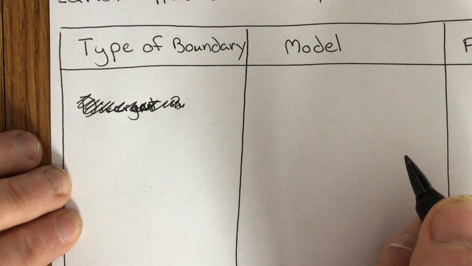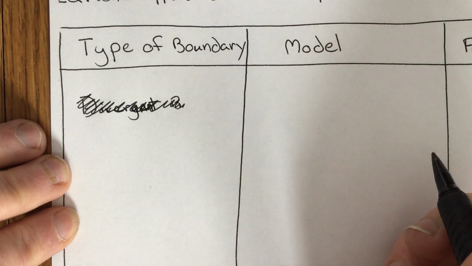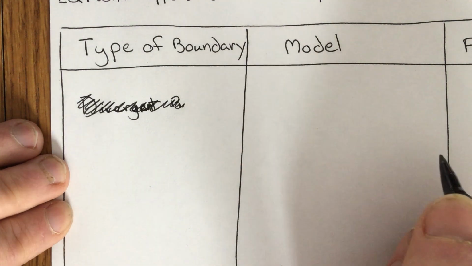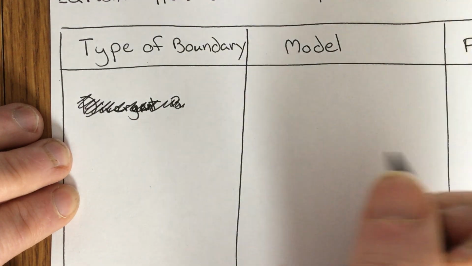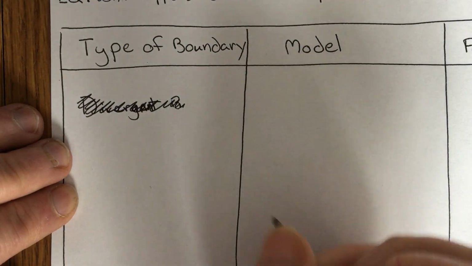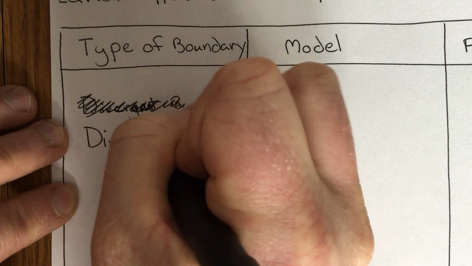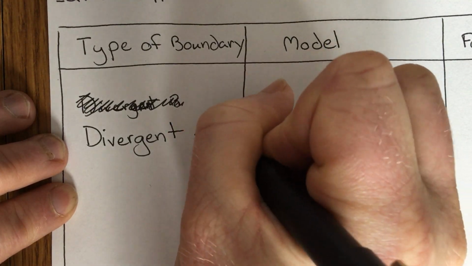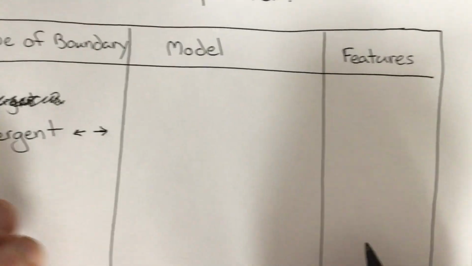All right, so we'll describe the three types of plate boundaries on Earth in our notes. So in your table, which you've either recorded in your own notebook or you have downloaded into Notability, the first type of boundary that we're going to talk about is when the tectonic plates move away from each other. We call this kind of boundary a divergent boundary. Plates diverge or move away from each other. So that's the type of boundary.